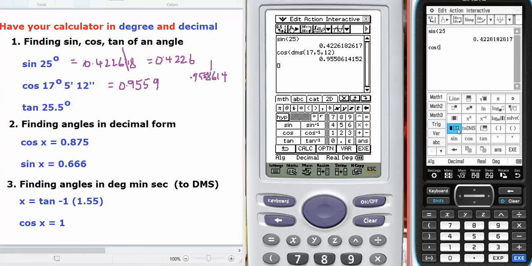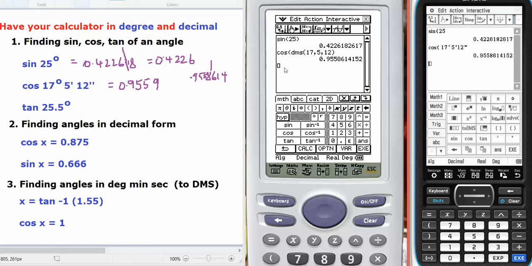And over here to do the same thing, I'm looking for a cosine. I just have to press this to get my degrees, minutes and seconds, and I can type 17. And in here I can type 5, and in here I can type 12, and press execute, and you'll notice I get the same answer.